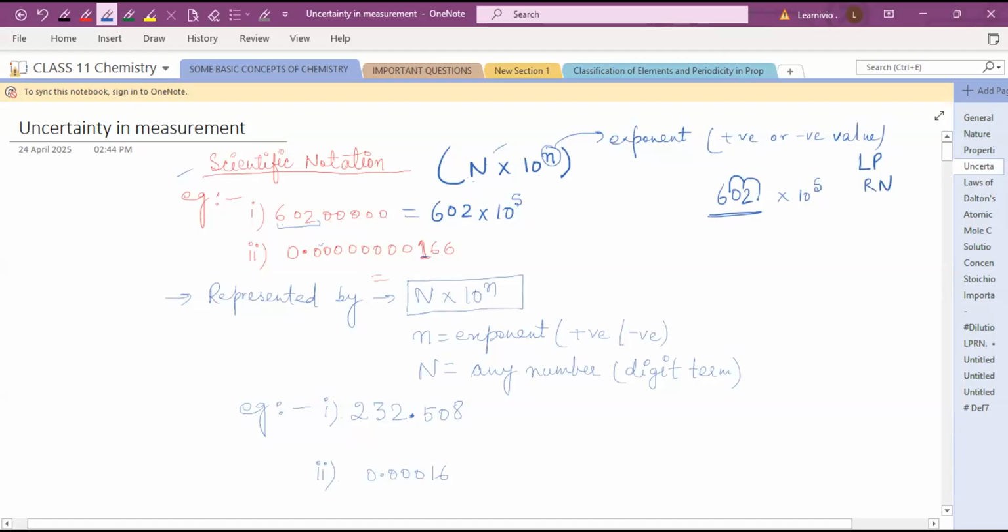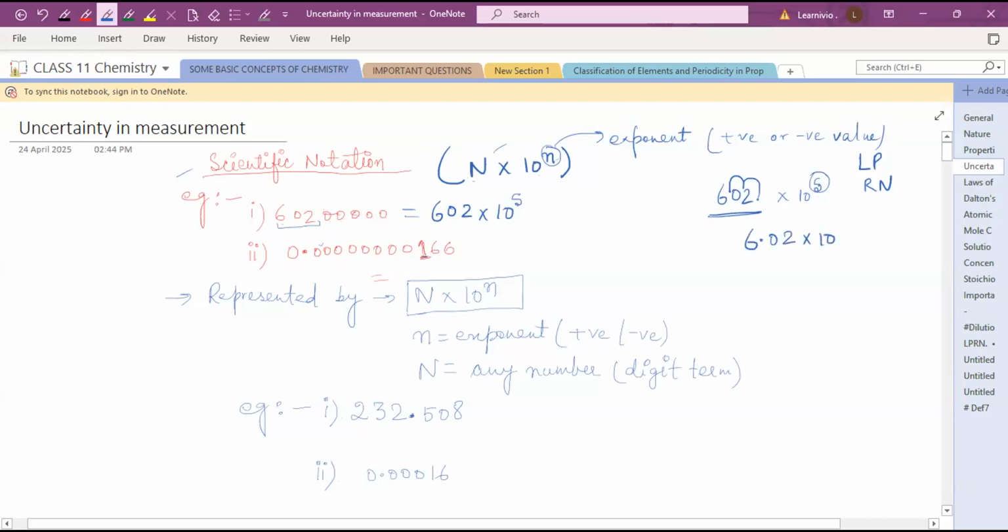When we move left, what happens to the exponential power? It becomes positive, right? So however many steps we move left, we have to add that many to the exponential power, right? So what we can write here: 6.02 into 10 raised to the power 5.